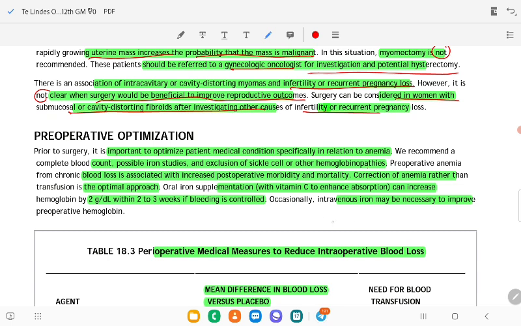You can supplement oral iron and vitamin C, or enhanced observation, which can raise hemoglobin by 2 grams per dL within 2 to 3 weeks if bleeding is controlled. The rate of increase is 2 grams per deciliter in 2 to 3 weeks of oral iron therapy, or you can advise IV iron, which may be necessary to improve preoperative hemoglobin.